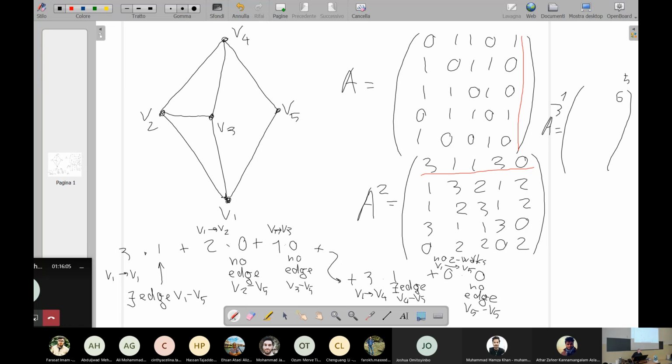Then we have two walks from V1 to V2, okay? But they are not the starting part of a 3-walk from V1 to V5. Why? Because we do not have any final edge from V2 to V5. And so, let it have two walks from V1 to V2, but we cannot complete with the final edge. And so it's times 0.